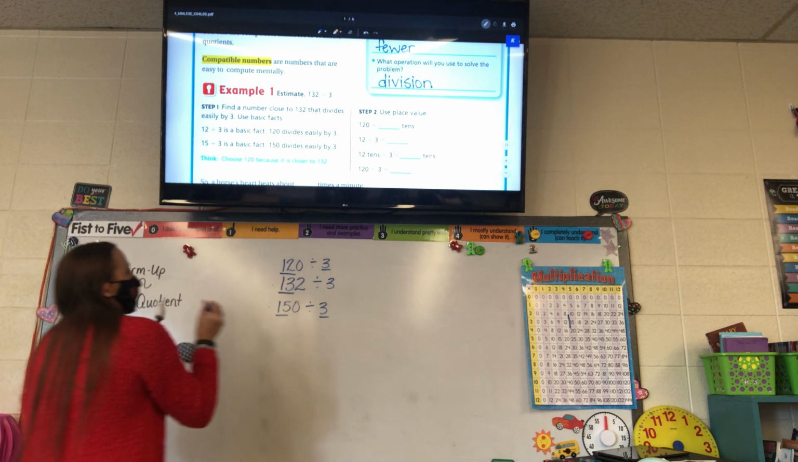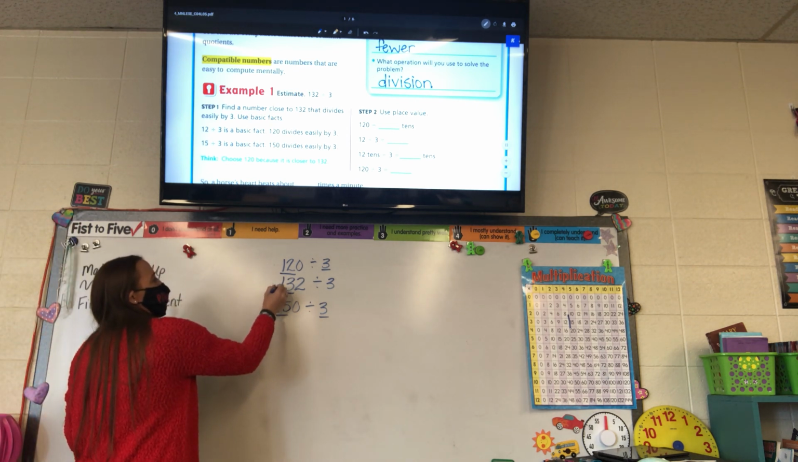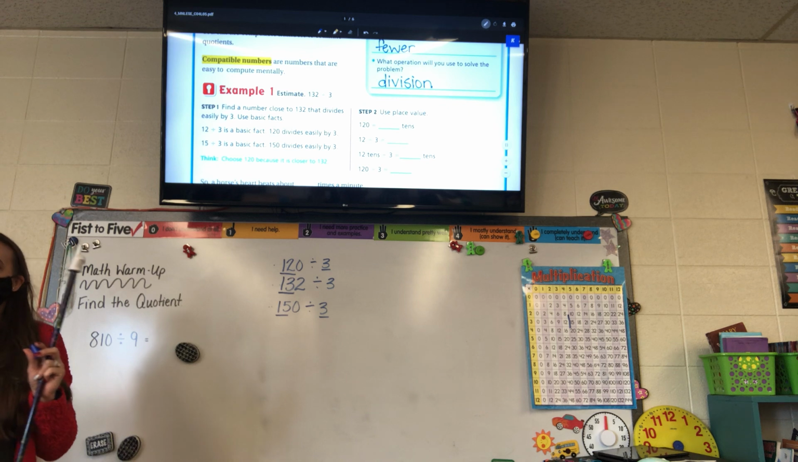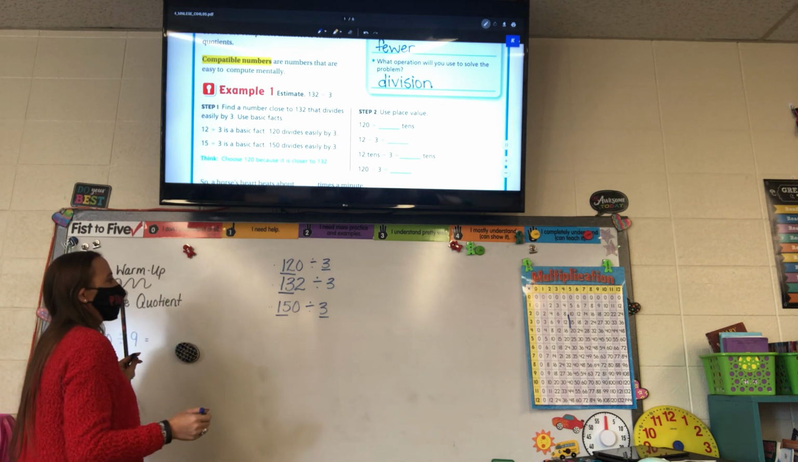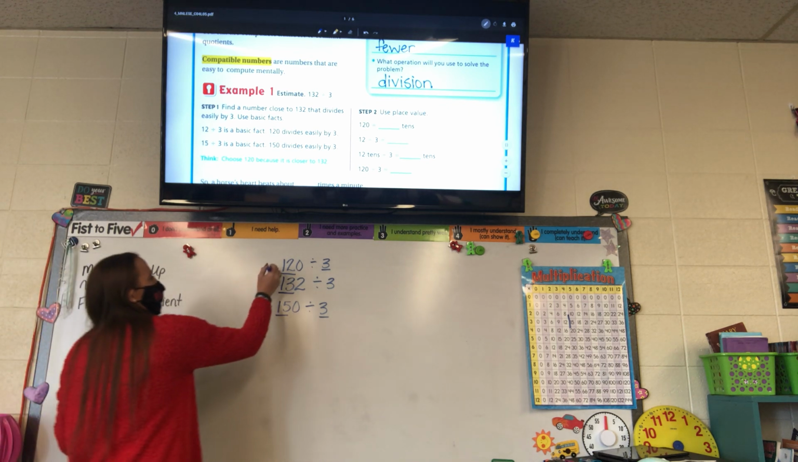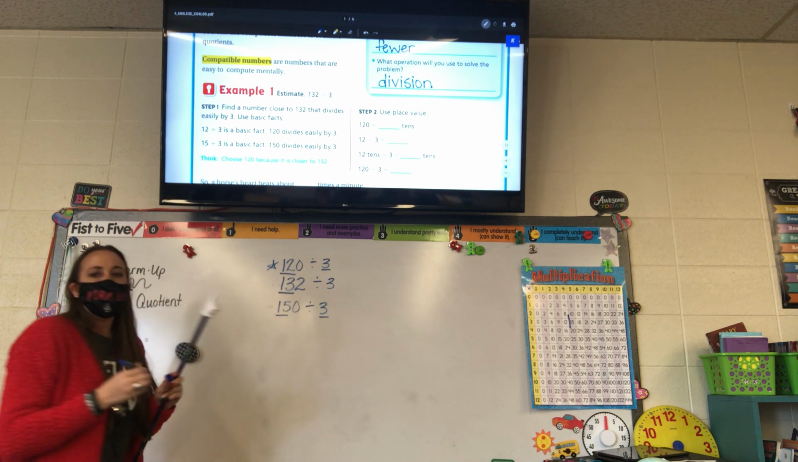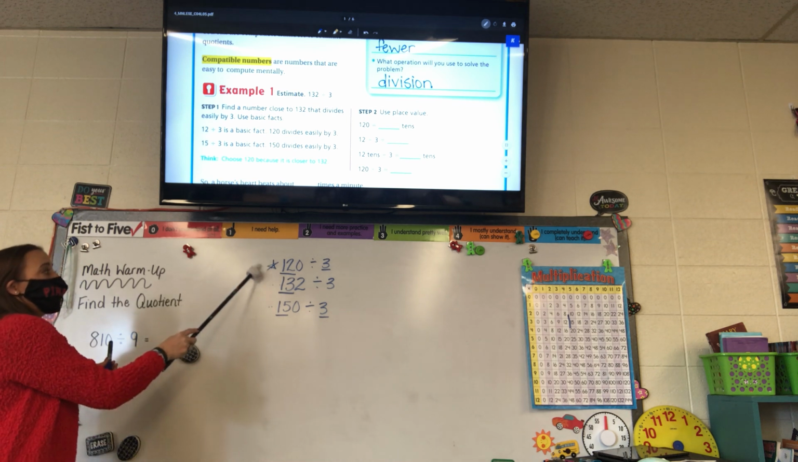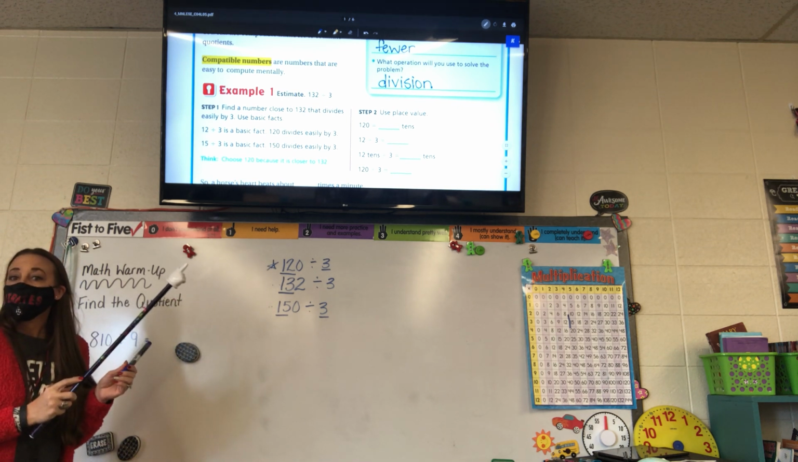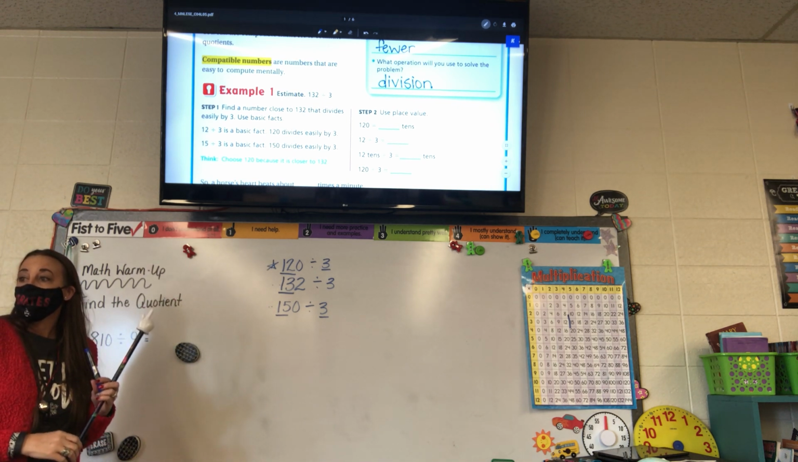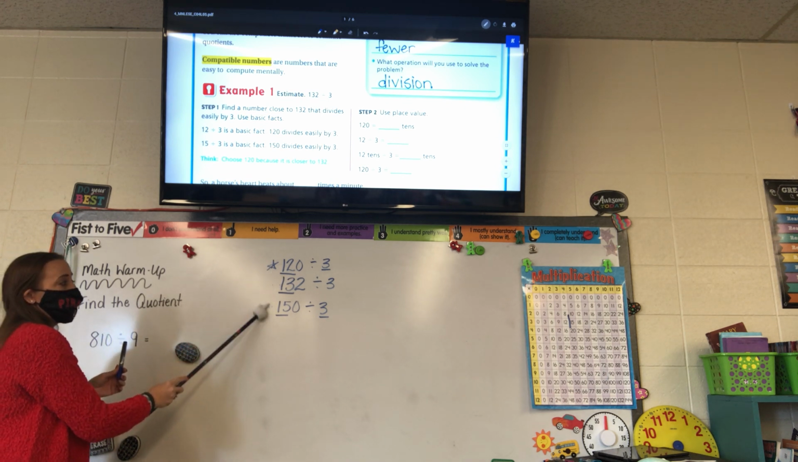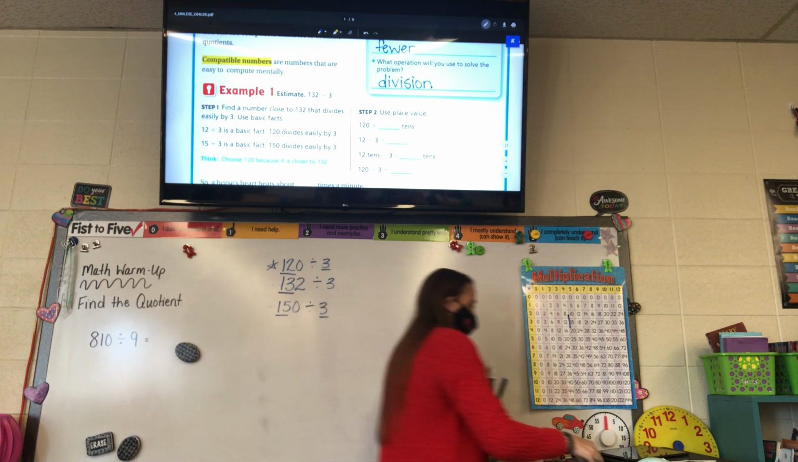Now, is 132 closer to 120 or 150? 120. So this is the one we're going to use. Sometimes today, they're going to have you do one that's smaller and one that's bigger. But for this one, we're just doing the closest. So 12 is closer to 13 than 15 is. So we come over here.